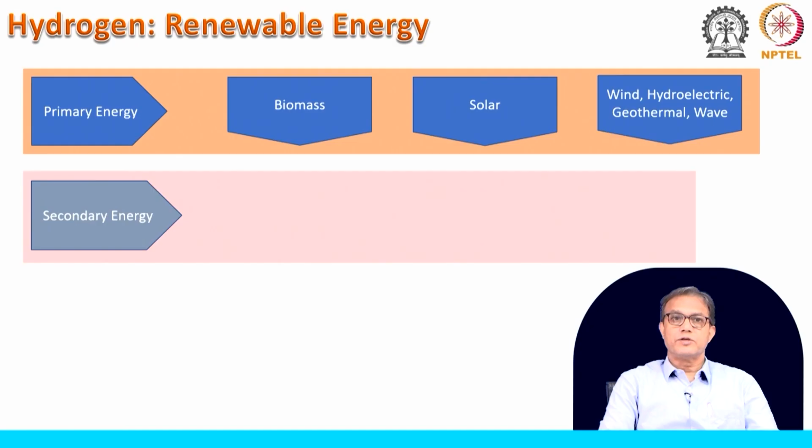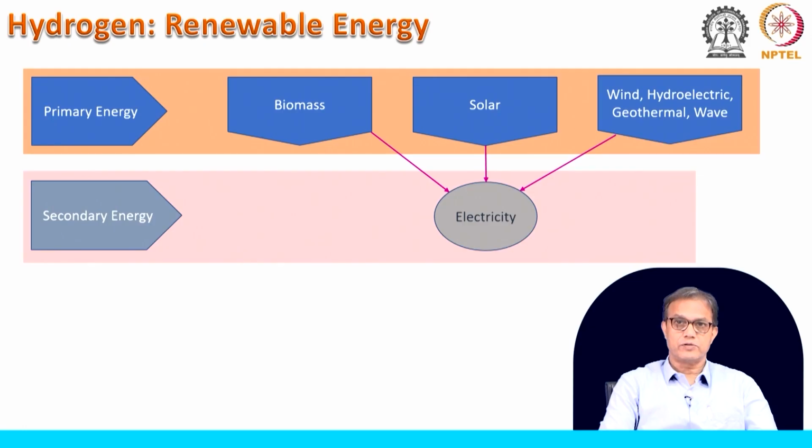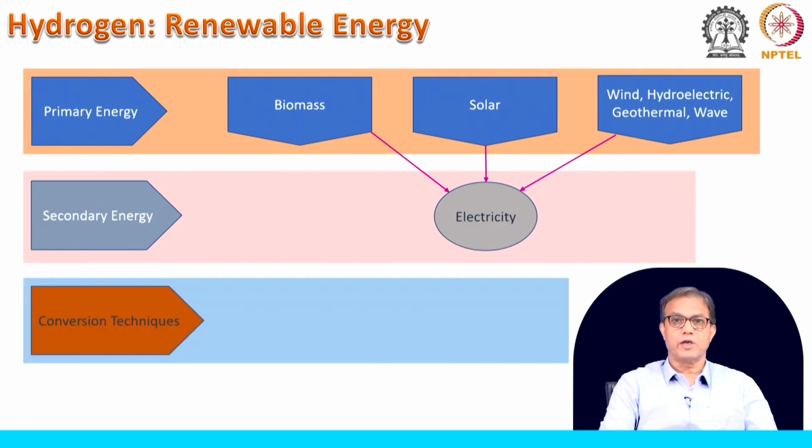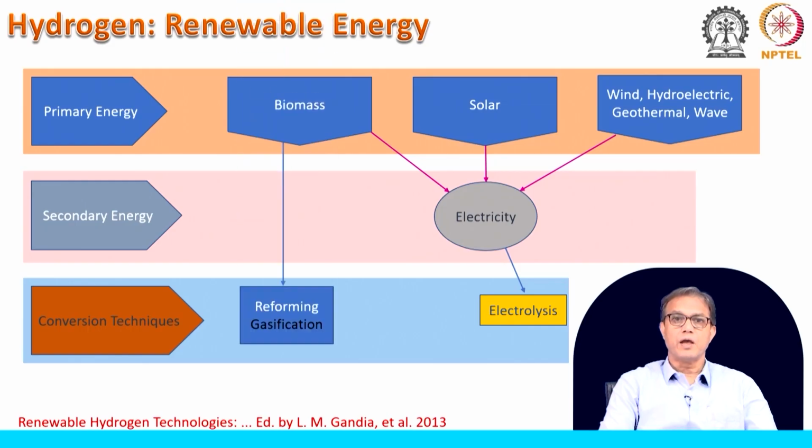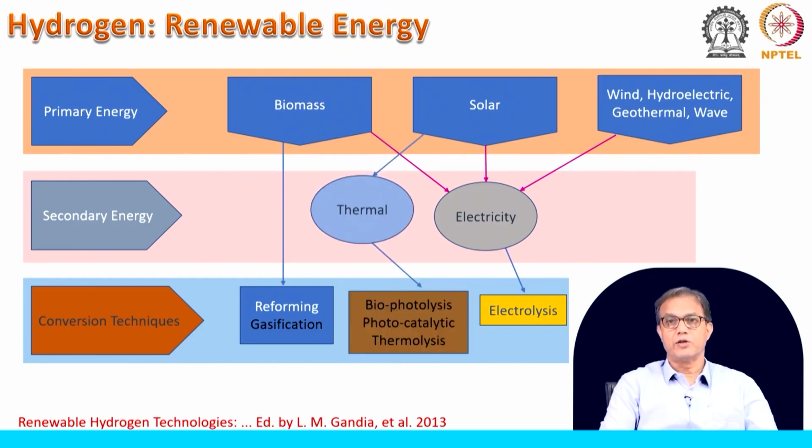So, the secondary energy, as we have learned, all these energy resources can be used to produce electricity. If we are producing electricity, then, as we have learned earlier regarding conversion techniques, electricity can generate hydrogen by electrolysis using water. Biomass can be steam reformed along with gasification, and solar energy can also produce thermal energy, which can be stored to generate hydrogen through biophotoelectrolysis and a series of other photocatalytic processes, thermolysis, etc.